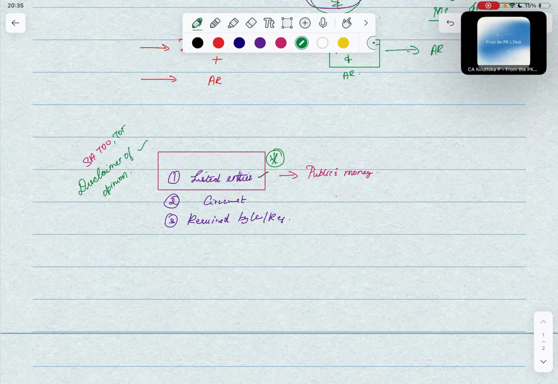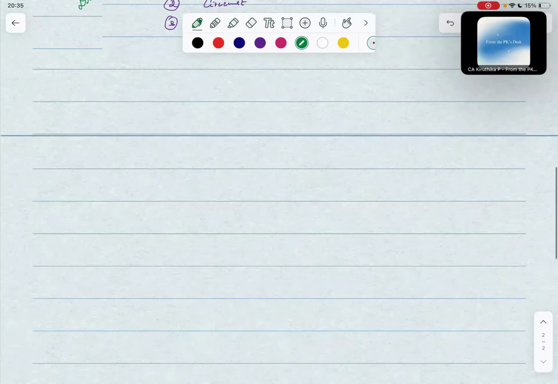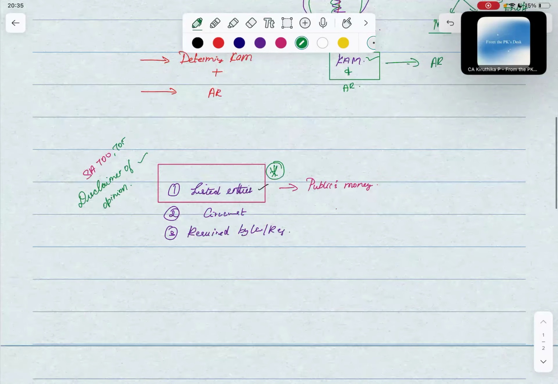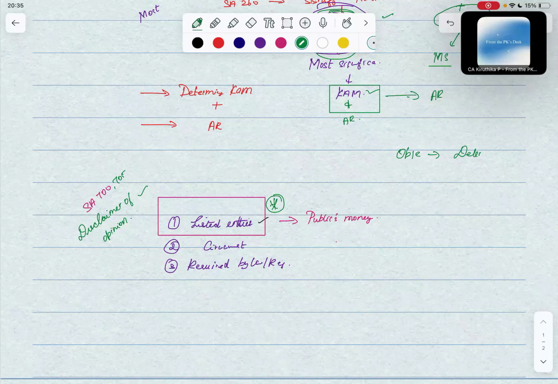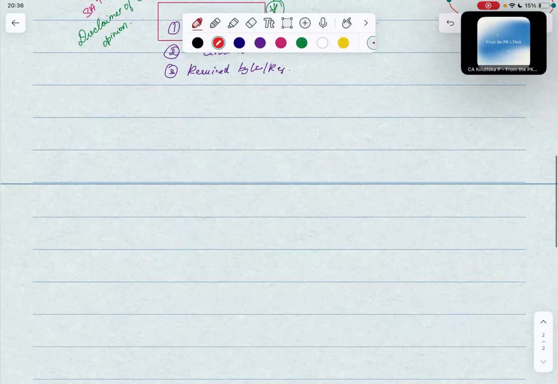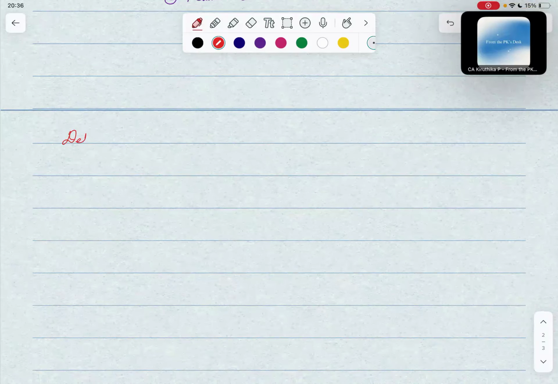Can you move forward? So we saw this, right? What were the objectives? Number one is we will determine KAM, and number two is we are going to describe them in the audit report, right? So now we are going to discuss each of these objectives. Number one, we are going to deal with the determination of KAM. I've already said this.